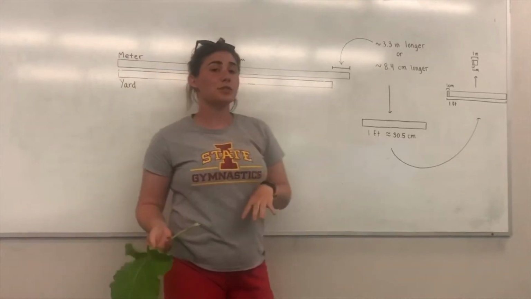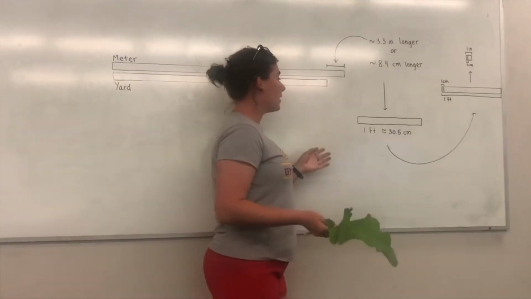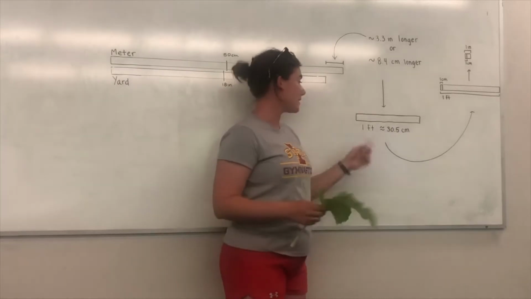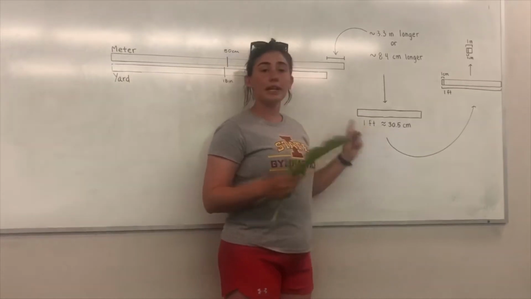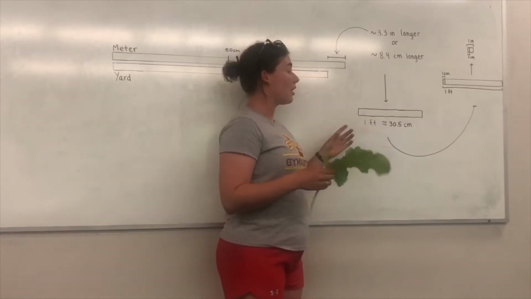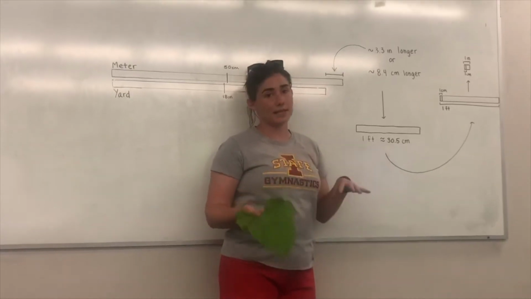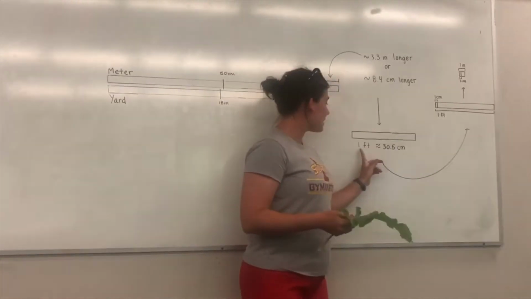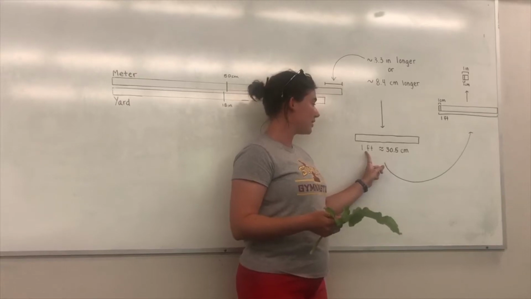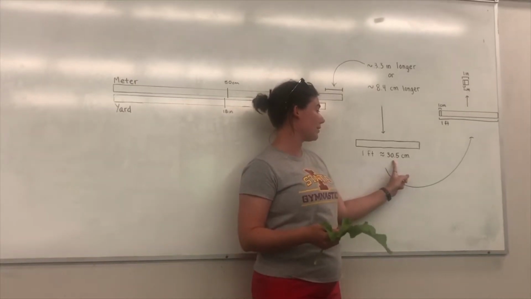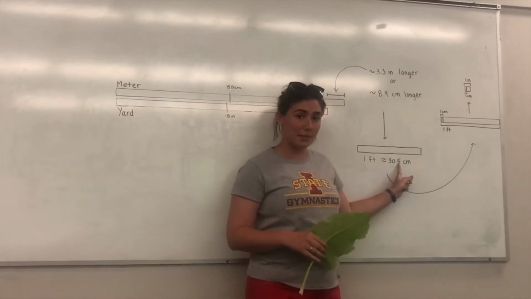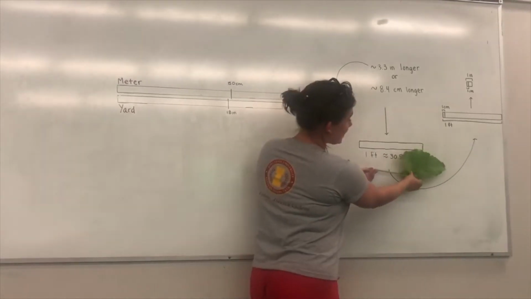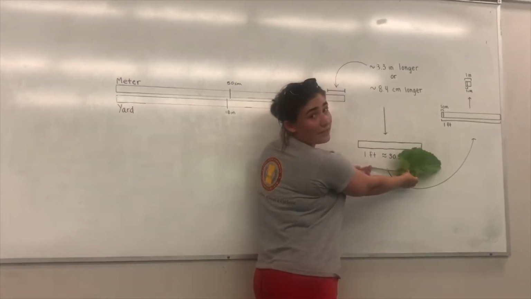If you take it down to a smaller scale, we know that 12 inches makes up 1 foot. If you look at your rulers, you will see that on most of them you have an inch side and a centimeter side. You will see that those 12 inches are also equivalent to 30.5 centimeters, which is just a little bit smaller than our burdock leaf.